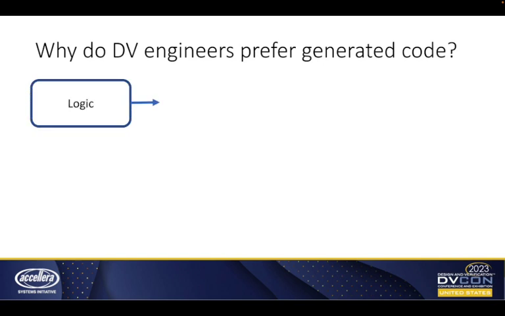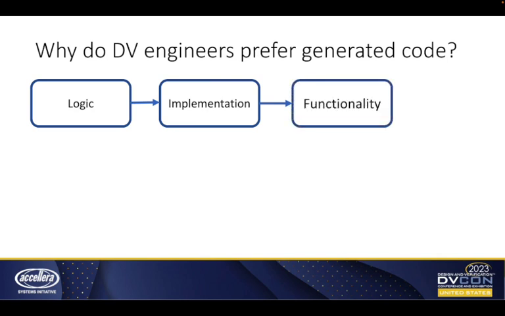First, we need logic to think of a good way, a plan, a good solution. Then we pick a good programming language or methodology to do an implementation. Then we use that implementation to achieve our final functionality. However, during this process, we will make a lot of mistakes and also introduce a lot of bugs.